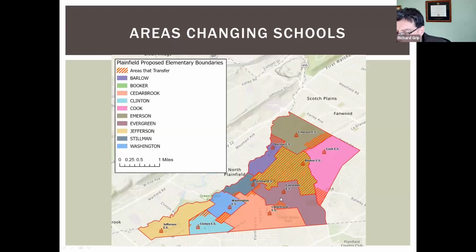There are other areas that we had to make some changes as well. You can see over in Clinton and Washington, in Cedar Brook, and so on and so forth. That was done to relieve overcrowding in some of those schools and to shift them over into the neighboring elementary attendance area boundaries.